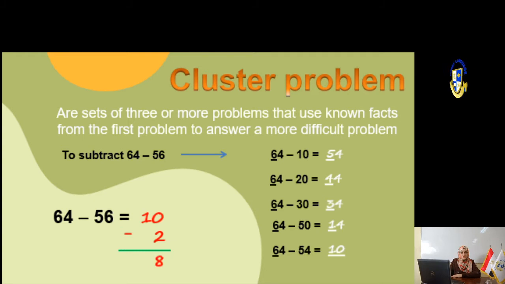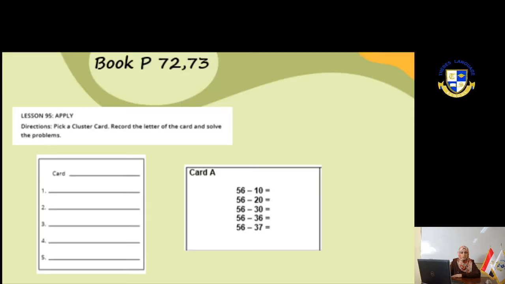From your book, pages 72 and 73. Pick a cluster card, record the letter of the card, and solve the problem. You have card A. It has 56 minus 10 equals, tens minus tens, 5 minus 1 equals 4, and the 6 stays the same, 46. Continue with card A, 56 minus 20. 5 minus 2 equals 3, and the 6 stays the same, 36. 56 minus 30. 5 minus 3 equals 2. 6 stays the same, 26.